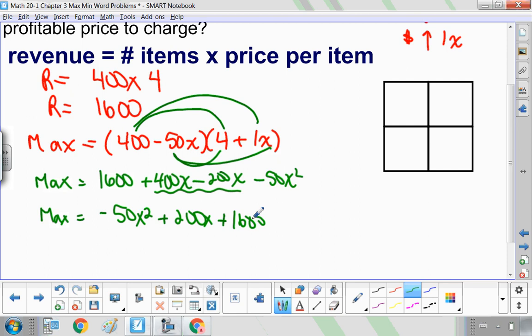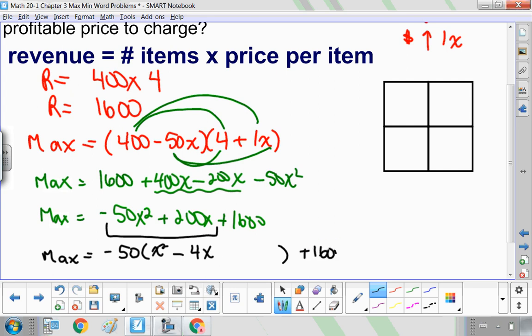So now I'm ready to complete the square, but I have to factor out whatever number is in front of my x terms. So my maximum is going to equal negative 50. Let's factor that out. So negative 50x squared divided by negative 50 is x squared. 200x divided by negative 50 is going to be negative 4x. Leave some room, and then plus 1,600 on the outside.